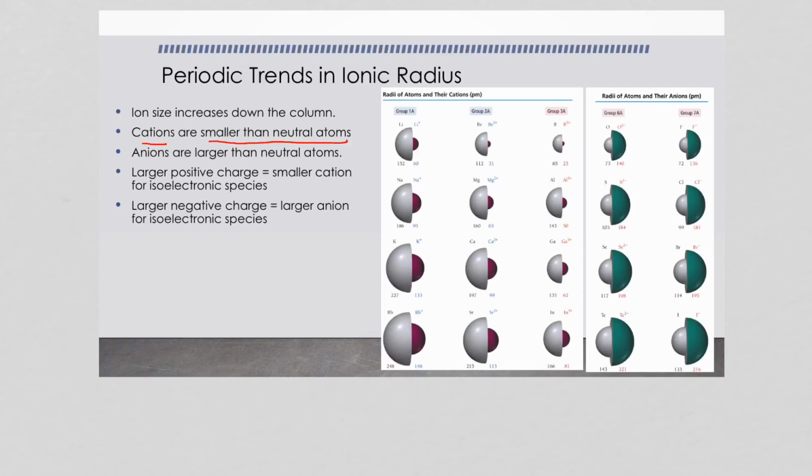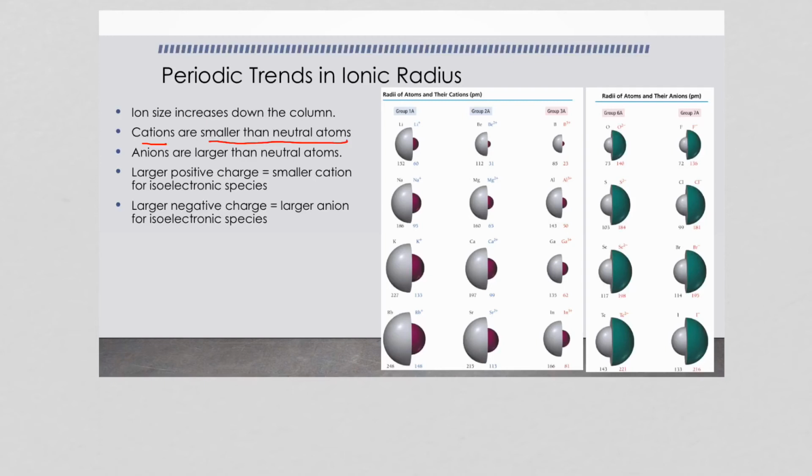So by taking away an electron, by taking away valence electrons, you're removing those outer electrons, and your new outer electrons in your ion are going to be closer to the nucleus. And so your positive ions are going to be smaller than the neutral atoms that they came from.